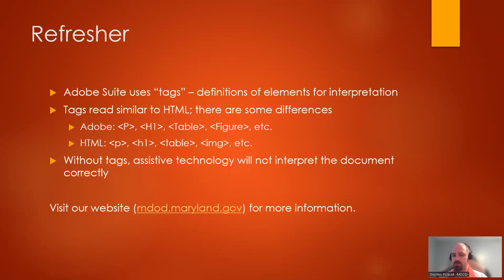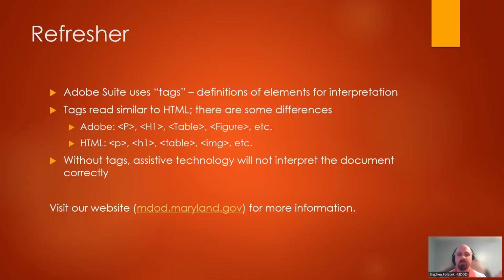So I just want to run through a quick refresher on Adobe Acrobat and PDFs, just to remind everyone, if you went to the NFB's presentation on accessible PDFs last month, or if you've worked with PDFs before, this should look familiar to you. So the Adobe Suite uses what are called tags. What these are is a way of defining elements for interpretation. So what Adobe calls a figure is an image, or if they call a paragraph versus a heading versus a span, that kind of thing.